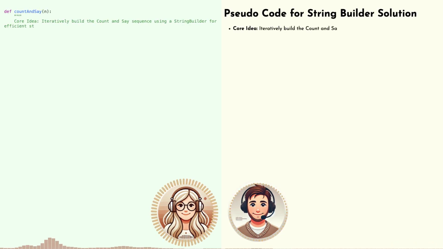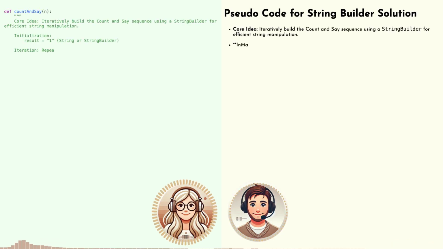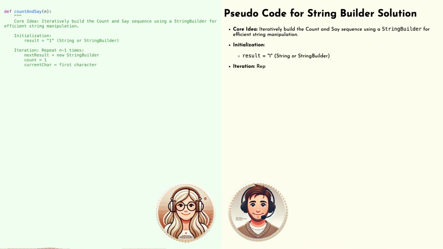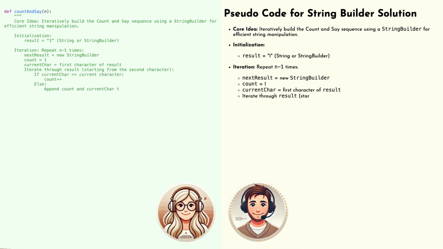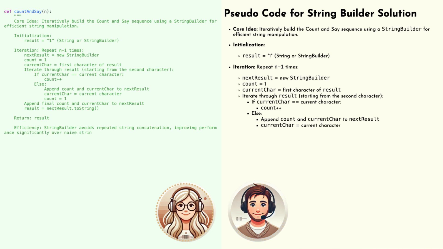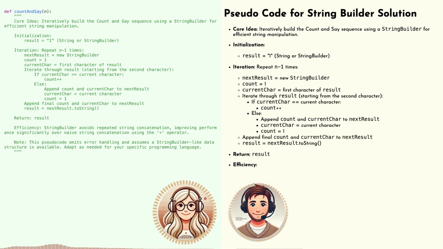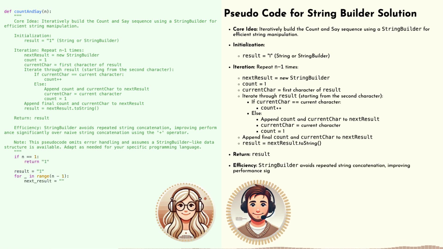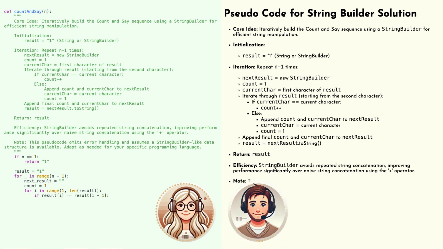Sure. Let's start with the string builder one. Imagine we have a function called count_say. This function takes an integer n as input. That tells us which term we want to find. So our function knows what term we are aiming for. Then what? First, we do the base case. If n is 1, we just return 1 because that's the beginning of the sequence. Right, that makes sense. That's the easy one. But what if it's bigger than 1?